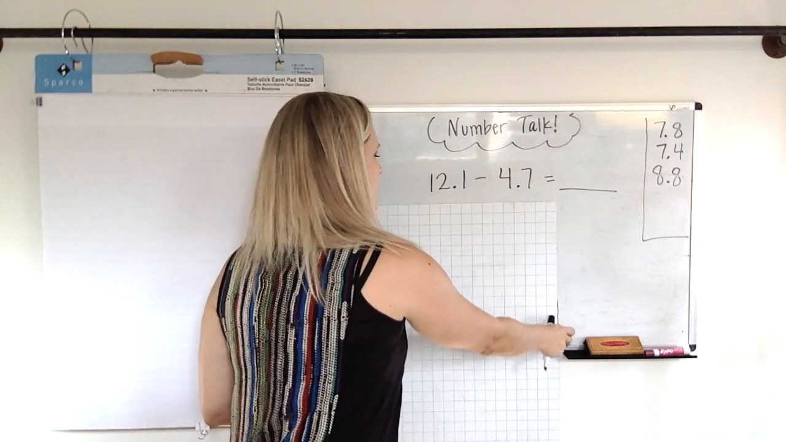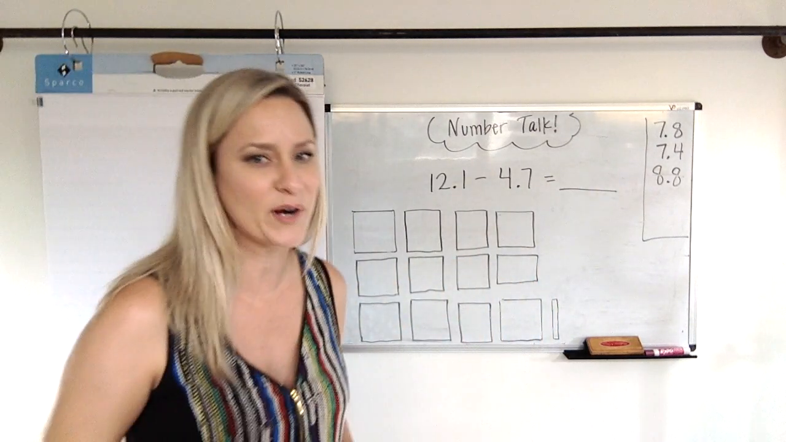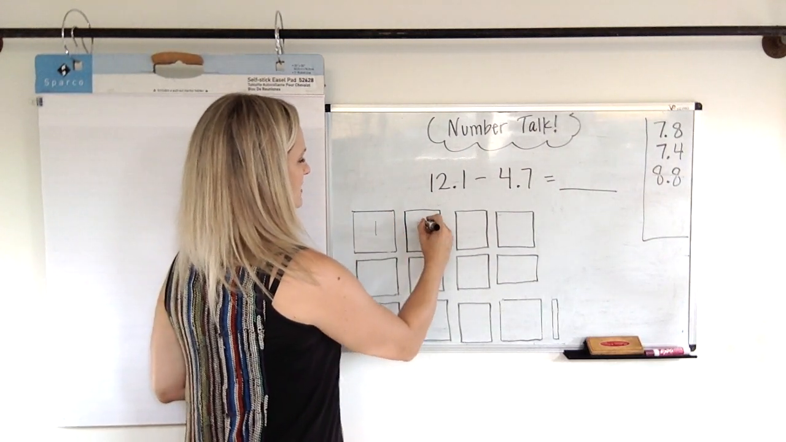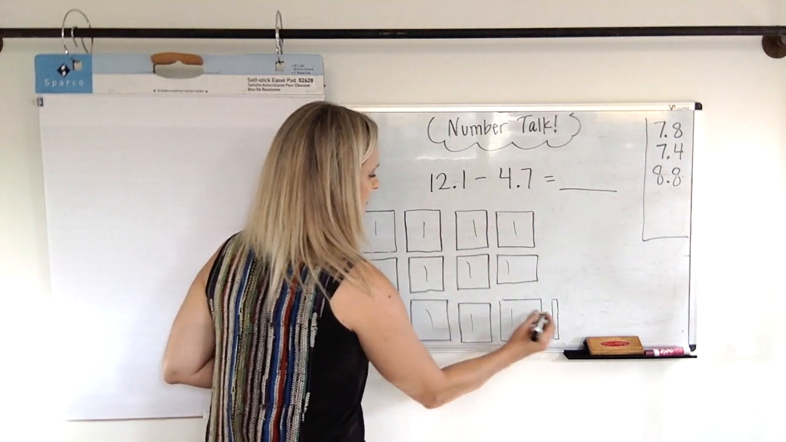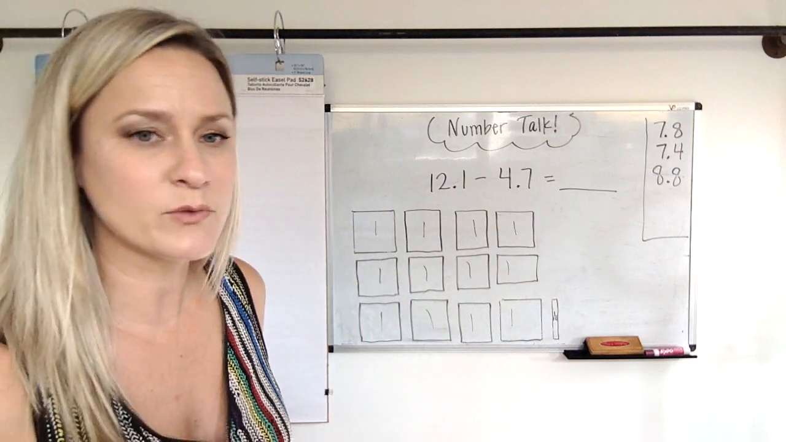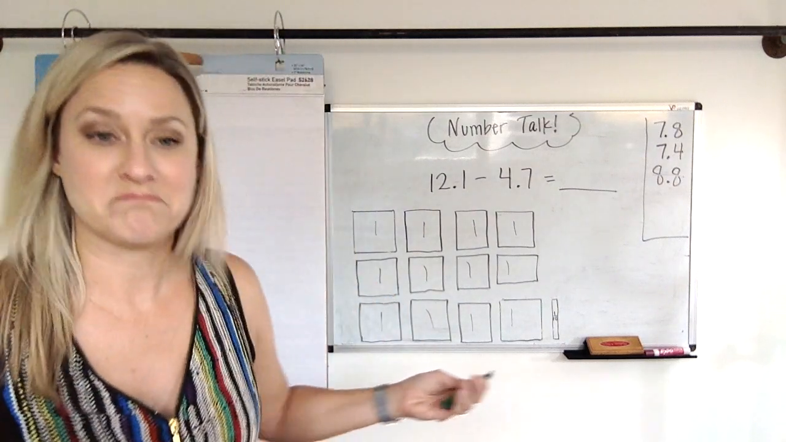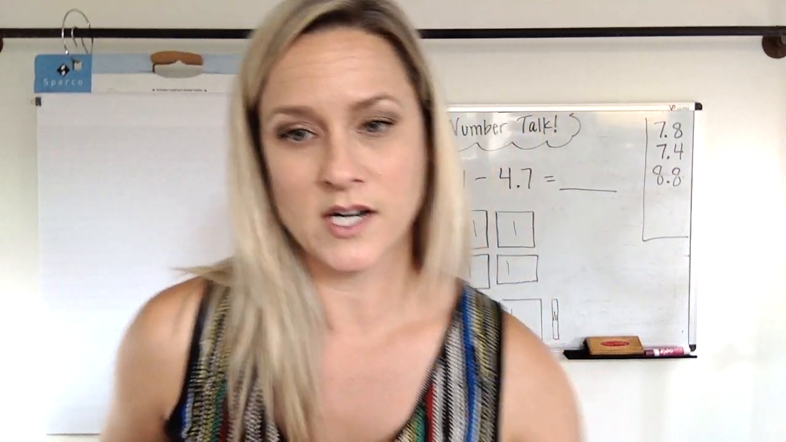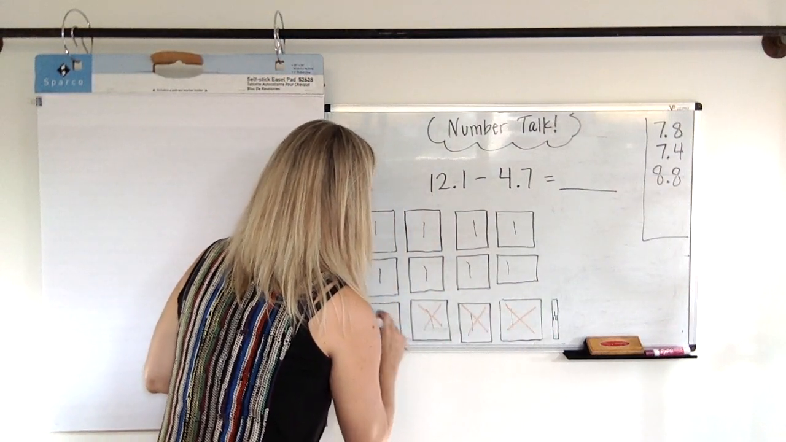All right, I'm going to show you one strategy that I think you probably have in your head. If each one of these is worth 1, this would be 1, 2, 3, 4, 5, 6, 7, 8, 9, 10, 11, 12, and then this is 1/10 right here. So we've got 12 and 1/10, and we have to take off 4 and 7/10. That's nice and easy for the beginning part because we have to take off 4, right? So 4 wholes come off. 1, 2, 3, 4.